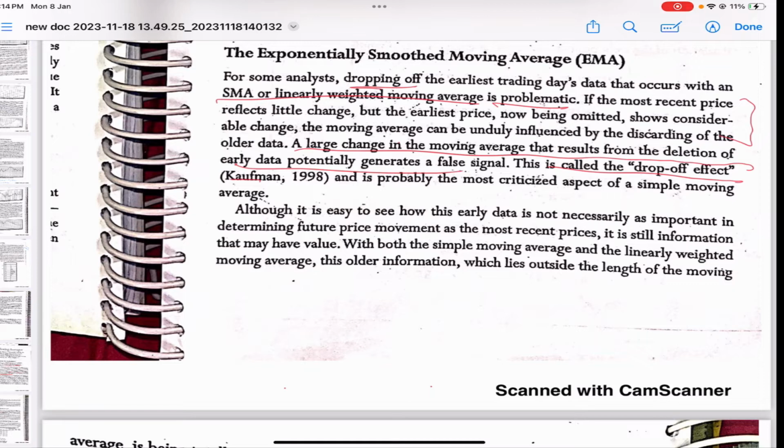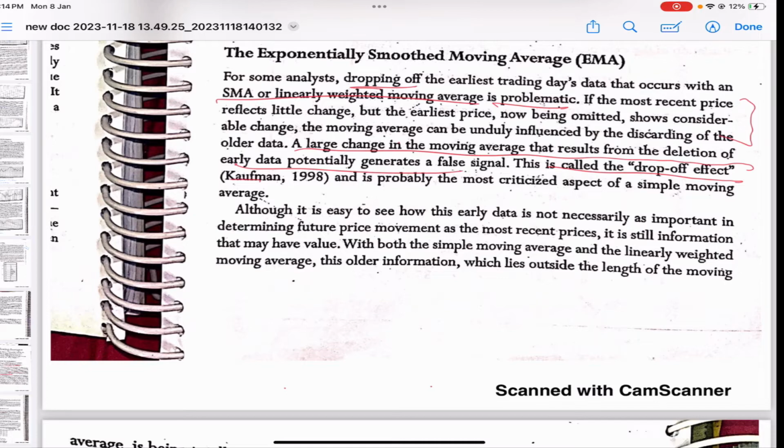So that is something which is still causing a problem. Even though the linearly weighted moving average solved the problem that the weightage of the previous days is more as compared to the initial days, there was still a drop off effect, because of which people started using the EMA. EMA is the exponential moving average. Now, this basically took care of the drop off effect.